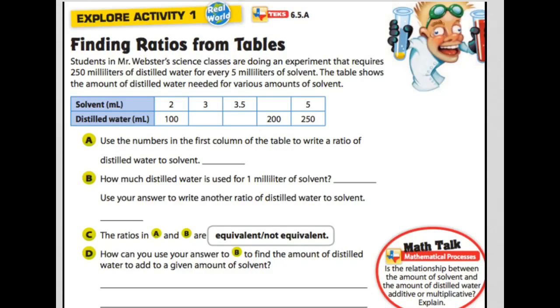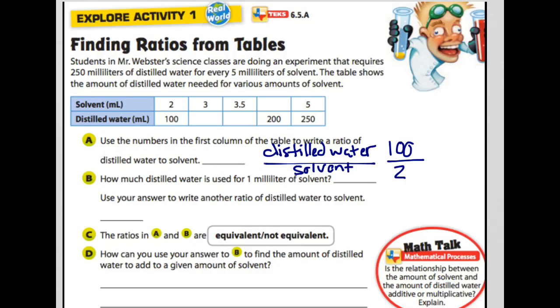Letter A. Use the numbers in the first column of the table to write a ratio of distilled water to solvent. So we want to write distilled water over solvent. For distilled water, there's 100 milliliters for the first column in the table, and then there's 2 milliliters of solvent.